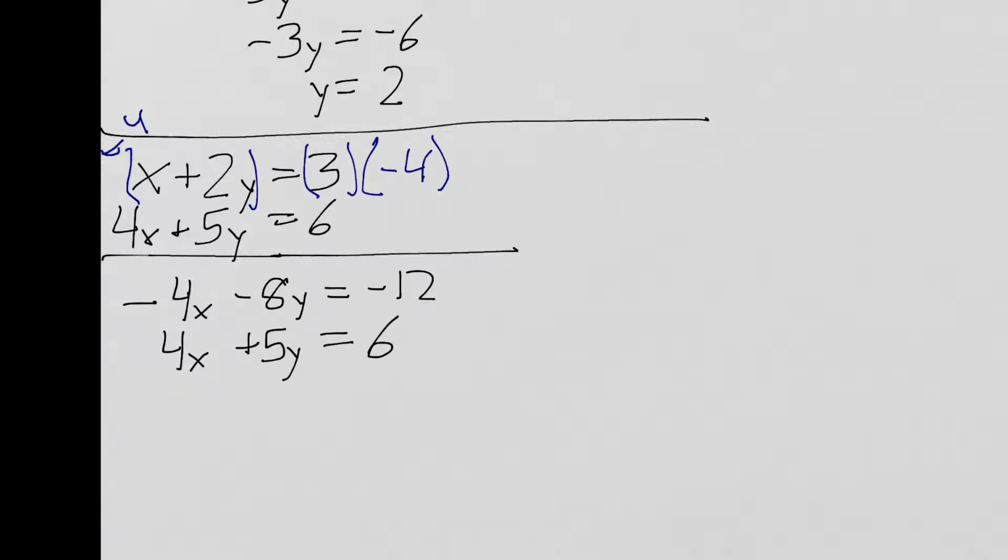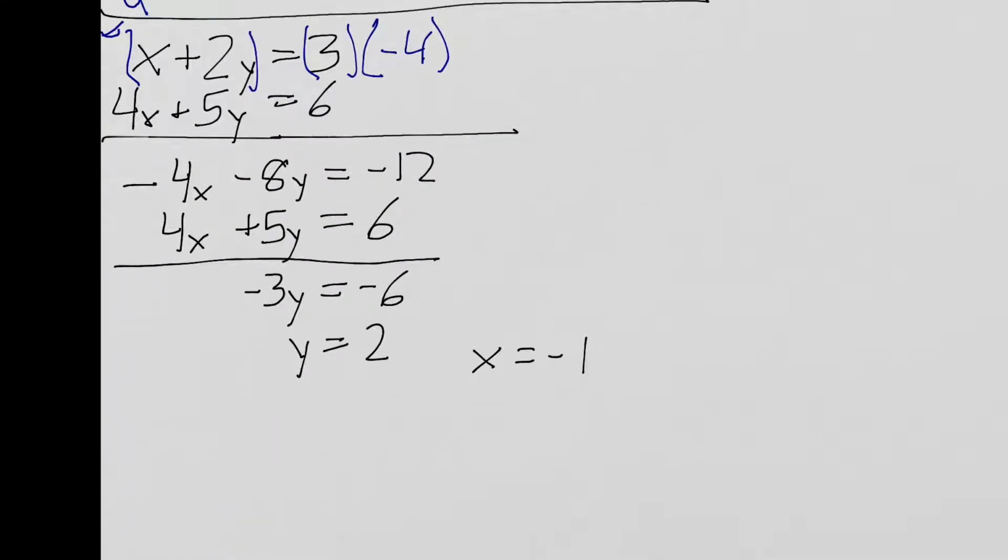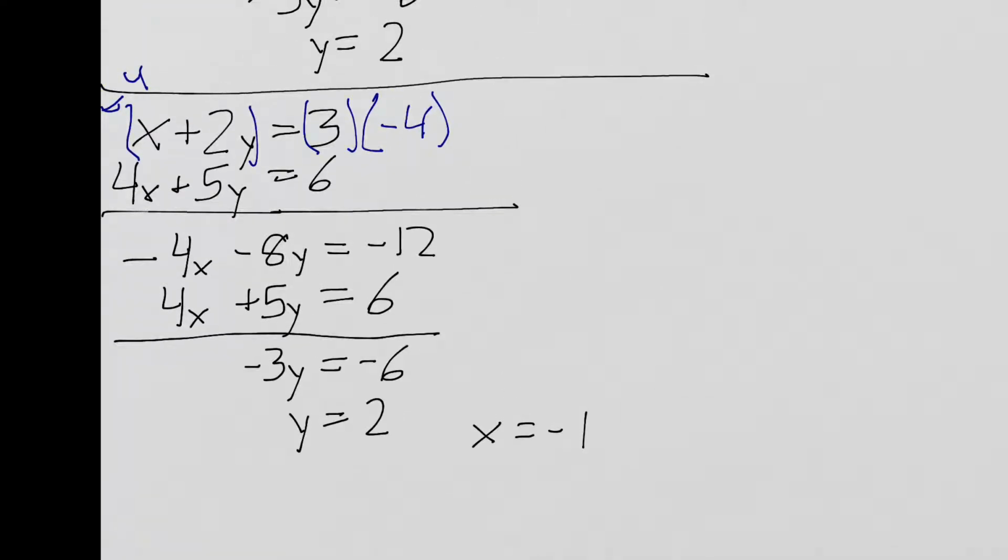And now what I'm going to do is add both of these equations together, adding the left side to the left side and the right side to the right side. And I'm left with negative 3y is equal to negative 6. And now I can divide both sides by negative 3 and get y equals 2. And if I were to plug that back in to one of the original equations, I would find that x equals negative 1. So that's known as the elimination method. The first method was known as the substitution method.